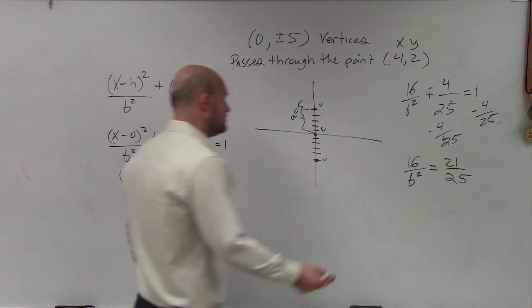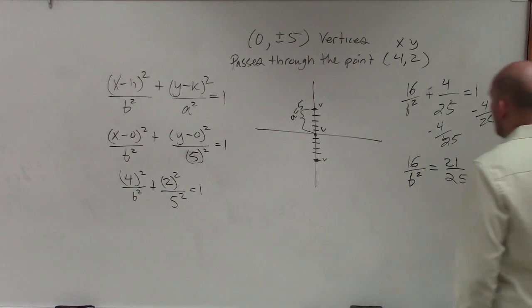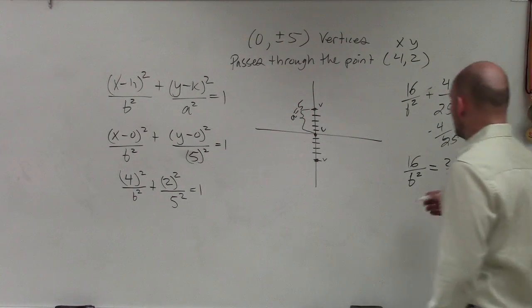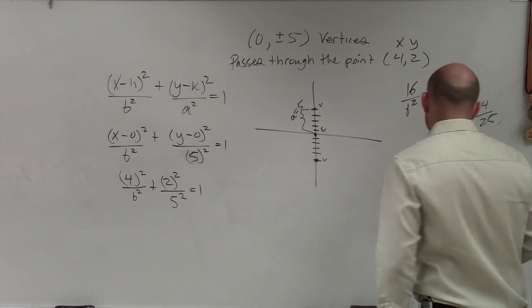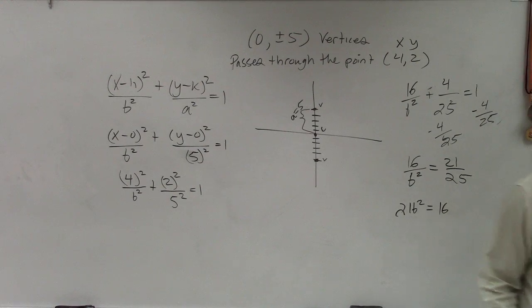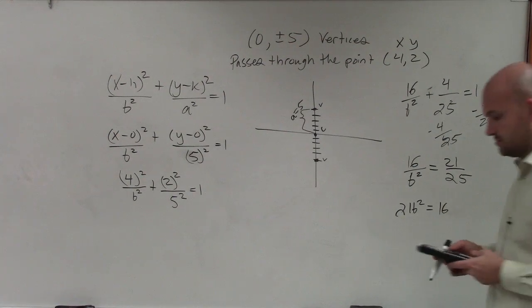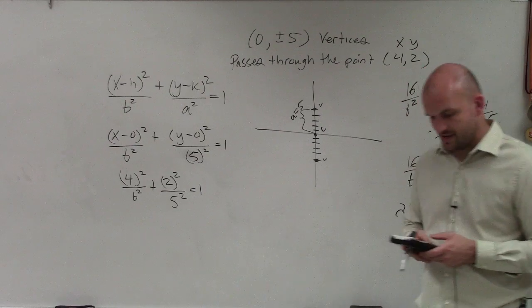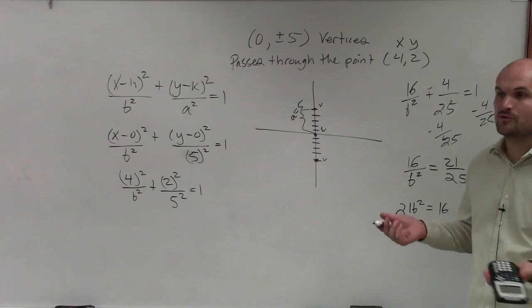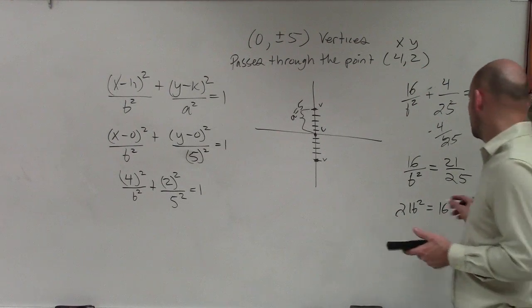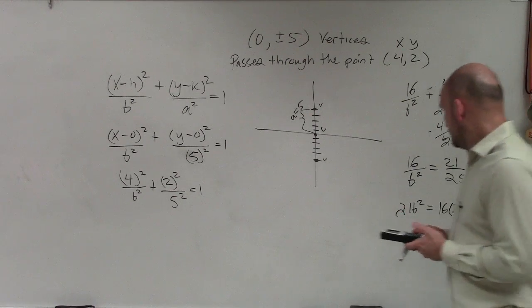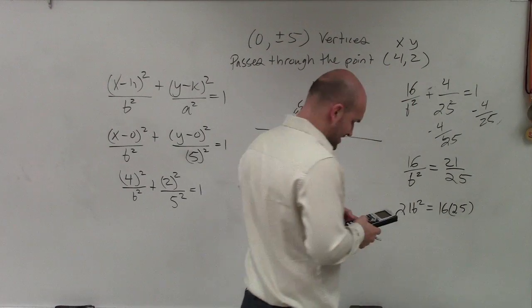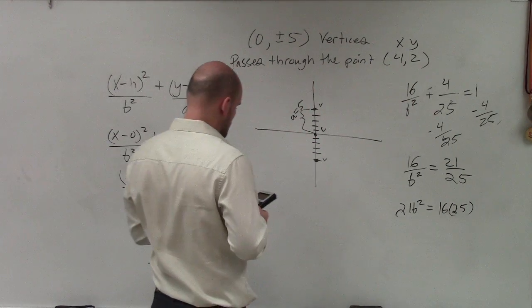OK. Now, you could do this a couple different ways. One way we do it is just to cross multiply. 21 b squared equals 16 times 25, which I do not know. 16 times 25 is 400. And then divide that by 21. Ooh.